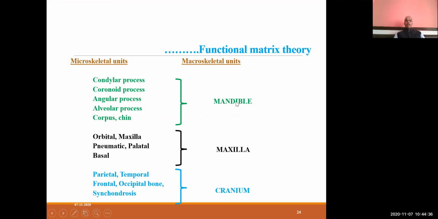The mandible has microskeletal units: condylar process, coronoid process, angular process, alveolar process, and corpus or chin. The maxilla has orbital, maxillary, pneumatic, palatal, and basal bone. The cranium has parietal bone, temporal bone, frontal bone, occipital bone, and synchondrosis.